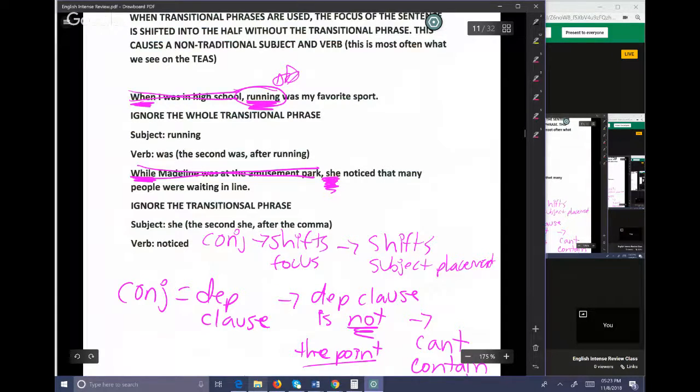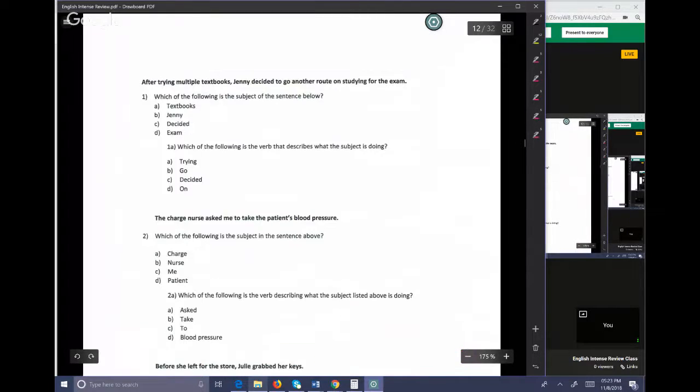Here's a couple of examples that I wrote for you to practice. We're only going to do the first one, leaving you all the rest of it for your own practice. After trying multiple textbooks, Jenny decided to go another route on studying for the exam. Which of the following is the subject? So after trying multiple textbooks, in this case, is the dependent clause. So we know that we cannot have our subject there.